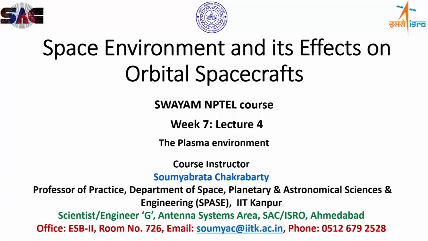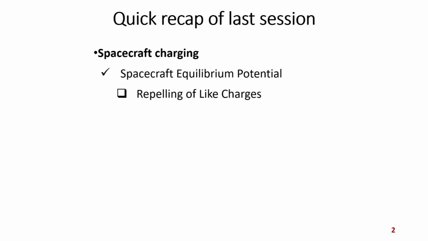So, these days we are discussing spacecraft charging, which is one of the profound effects of the plasma environment on the spacecraft. In this regard, in the last session, we discussed what the spacecraft equilibrium potential is, also called the floating potential. Then we discussed how this potential is built up. That is, there are two actions: the repelling of like charges and the attraction of opposite charges.